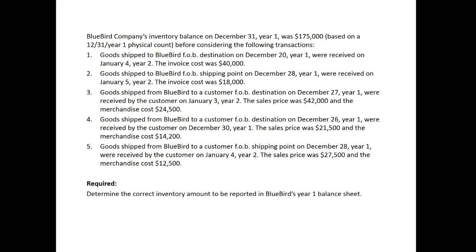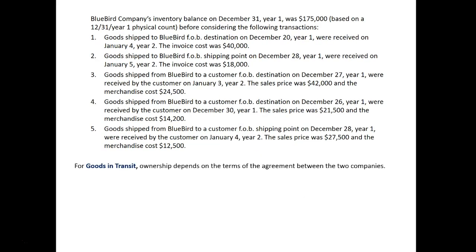Goods shipped from Bluebird to a customer FOB shipping point on December 28th, year 1 were received by the customer on January 4th, year 2. The sales price was $27,500 and the merchandise cost $12,500. So our job is to determine the correct inventory amount to be reported in Bluebird's year 1 balance sheet.